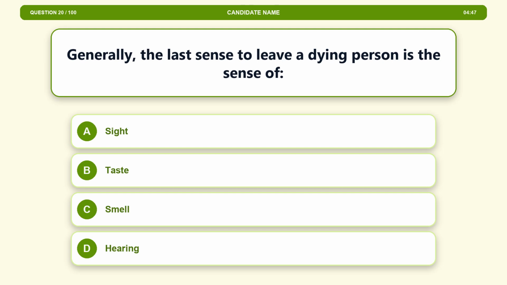Question 20. Generally, the last sense to leave a dying person is the sense of option A, sight, option B, taste, option C, smell, option D, hearing.